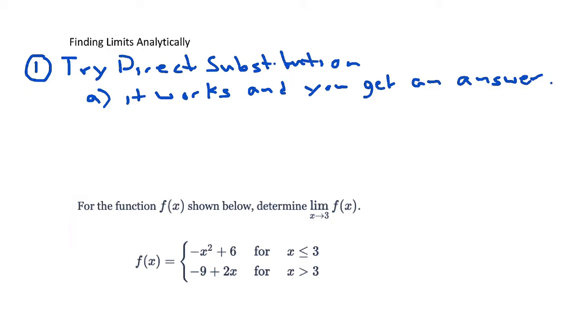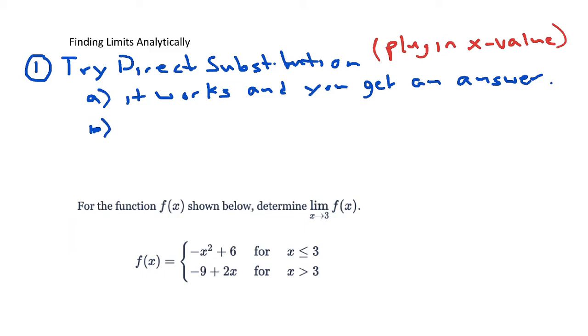So the idea with direct substitution, just to remind you, is plug in the x value. If you just plug in the x value and you get an answer, you're done. It's simple as that.